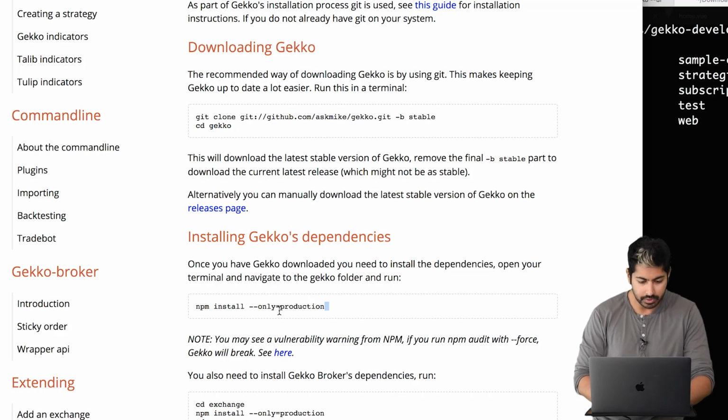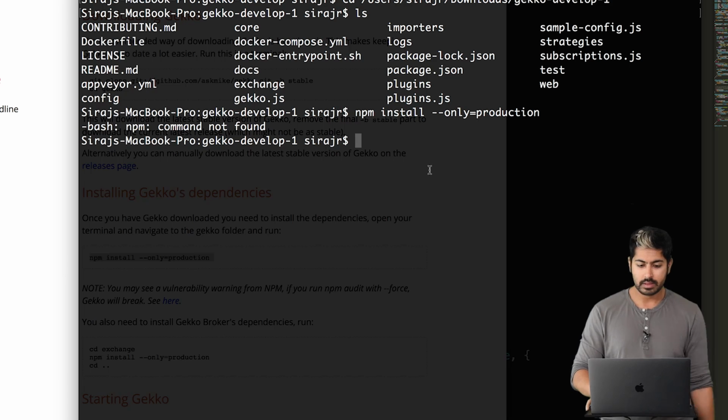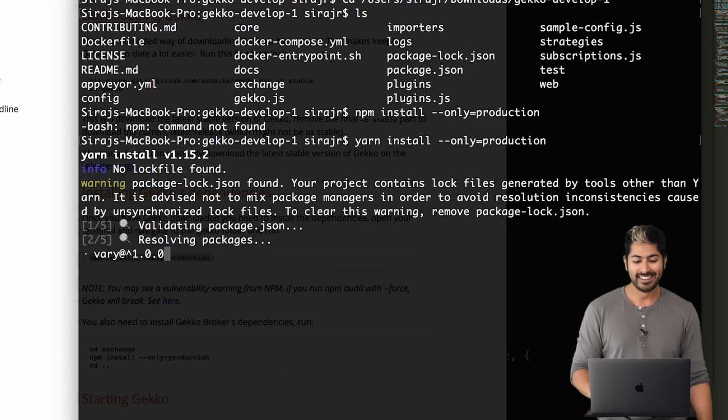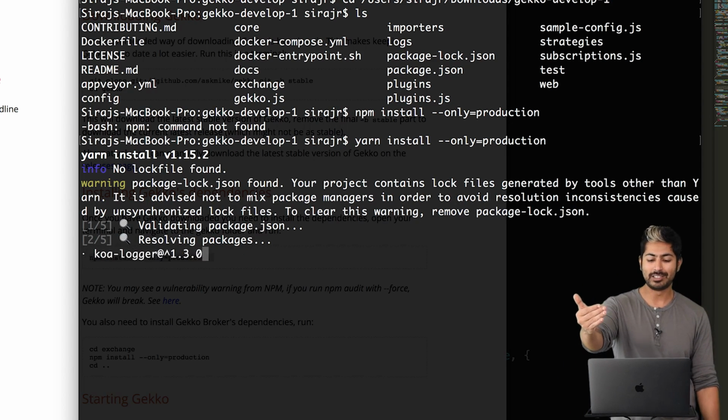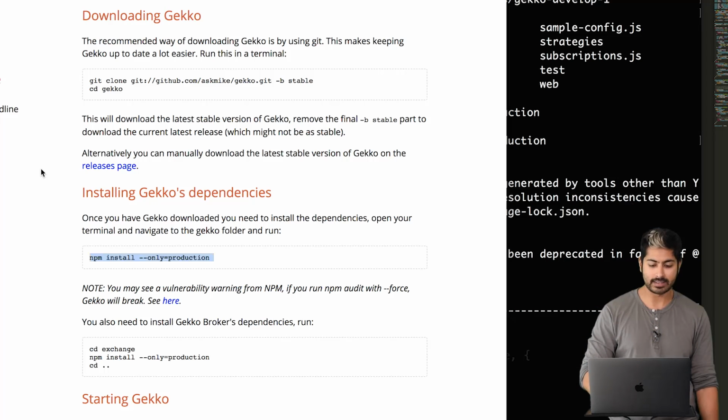Install its dependencies with this npm install only production. Gotcha, npm, the node package manager. Well, I actually prefer yarn, which is similar to npm, so I'm just going to use yarn instead of npm, but it's the same thing. But I like yarn more because it works more often, honestly. All right, so now it's going to just install all the dependencies in the package, and when it's done, let's see what the next step is.